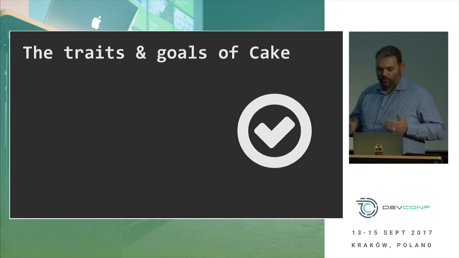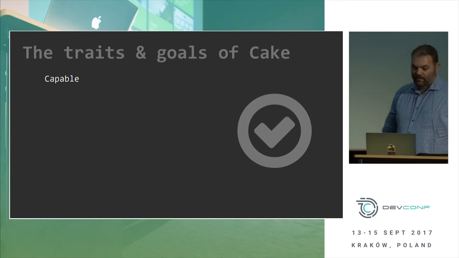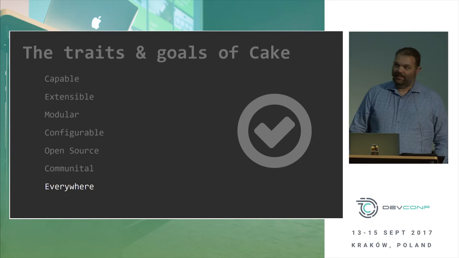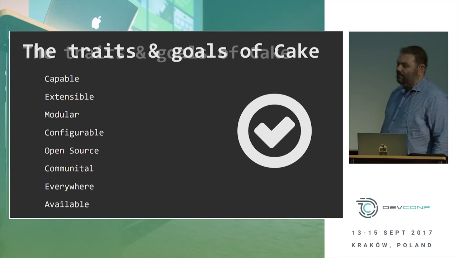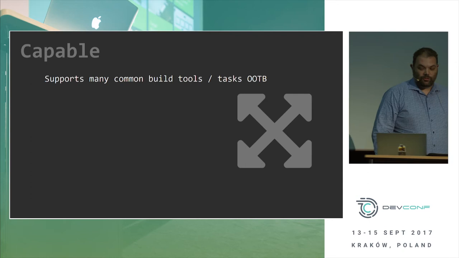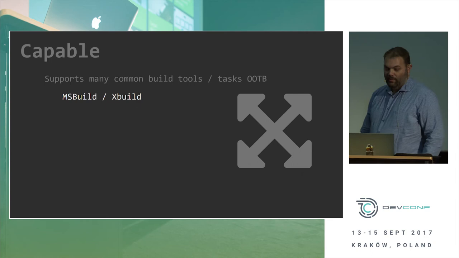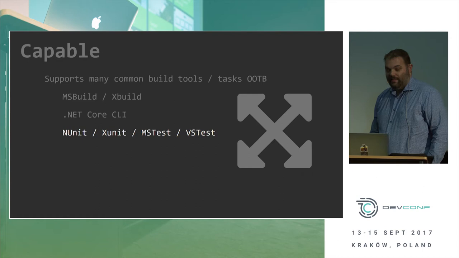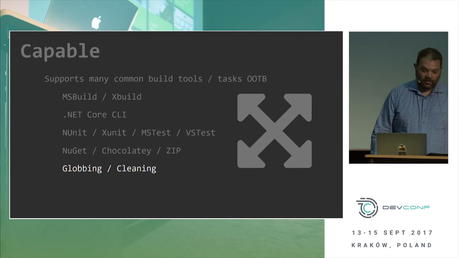So what are the traits, the goals of what we are trying to solve with CAKE? We're trying to make it capable, extensible, modular, configurable, open source, communal, and everywhere available. What do I mean by this? Capable: we support many of the common build tools out of the box, like MSBuild or XBuild, which is the old one, now replaced by MSBuild. We support the .NET Core CLI. We support NUnit, xUnit, MSTest, VSTest, NuGet, Chocolatey, things like packaging with zip, globbing and cleaning, etc.